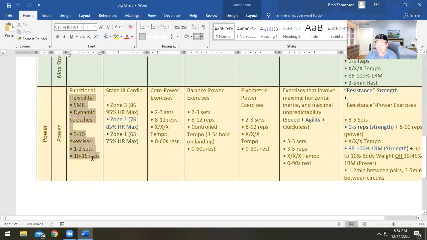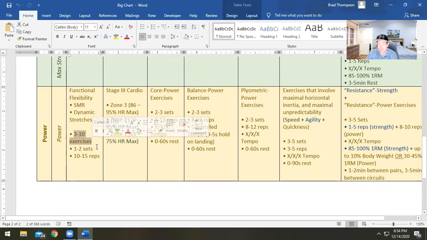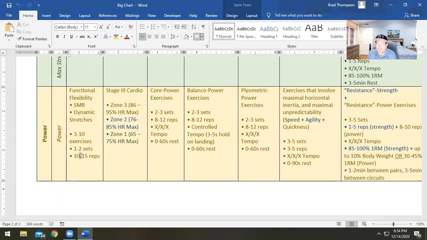Then if our client is in the power level, we are going to be performing functional flexibility, right? That's going to consist of self-myofascial release and dynamic stretches this time. You're going to pick 3 to 10 dynamic stretches. You're going to do 1 to 2 sets of those, and you're going to do each set for maybe 10 to 15 repetitions. And that's our functional flexibility.